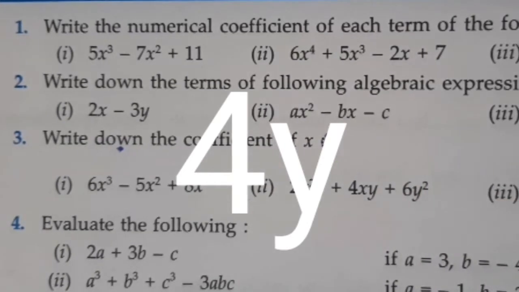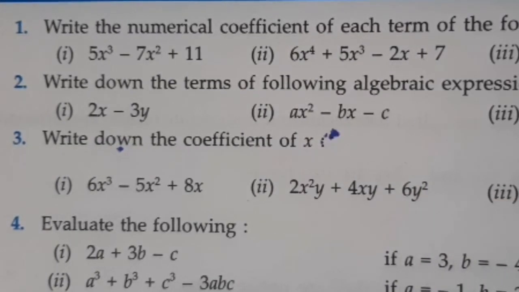Come to the next one, minus 3xy plus 4x square plus 6. Here the term containing x is minus 3xy. So the coefficient of x is minus 3y.